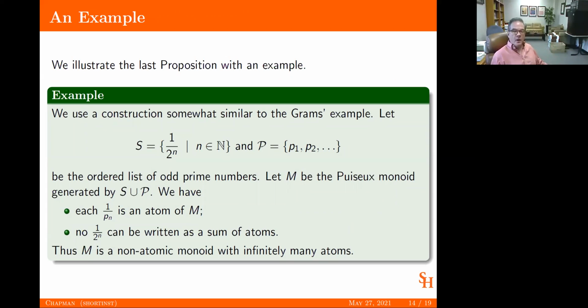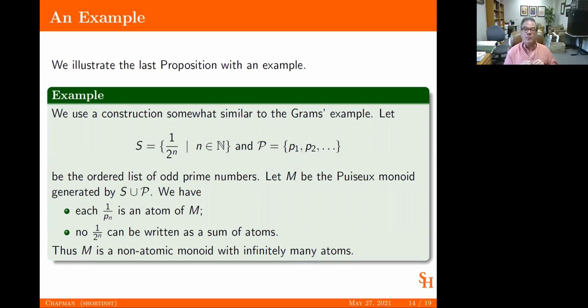Actually, there's a typo. P is the set of odd primes. I'm not going to look at S union P. I'm going to look at S union the set of reciprocals of the primes. So there's my first big typographical error.